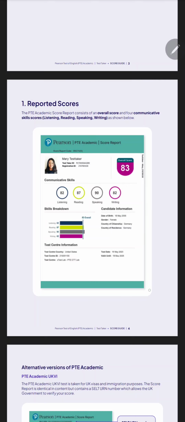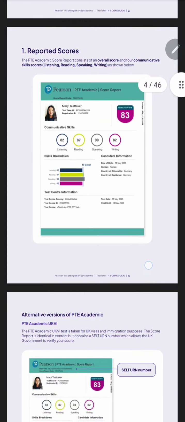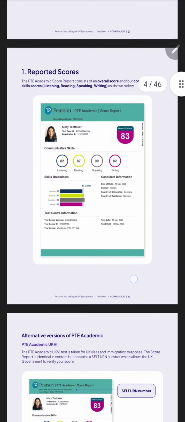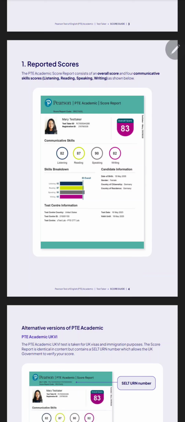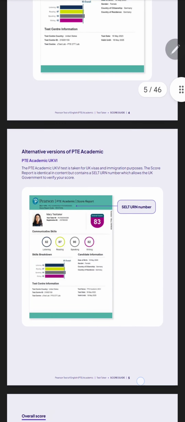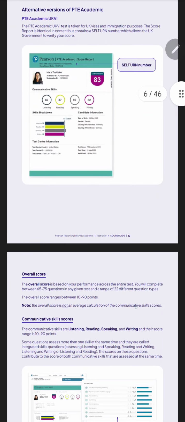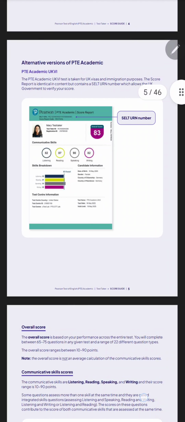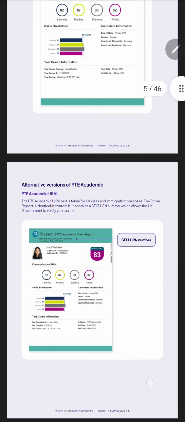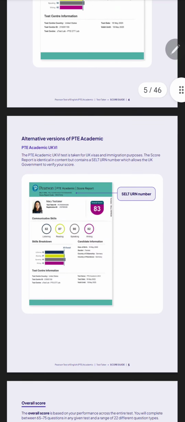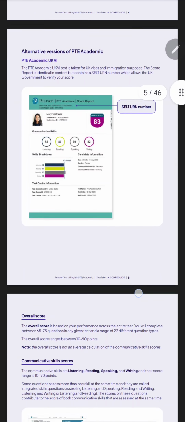Her score report indicated a very high overall score, so I hope that I could be like this, claim or manifest the good vibe. Okay, there are alternative versions like PTE Academic UKVI, blah blah blah. I'm not sure if I can try this alternative or not, but now I'm just focused on PTE Academic.